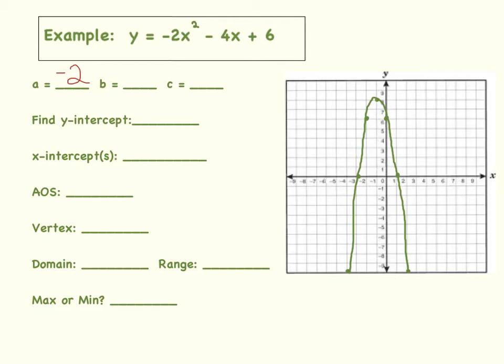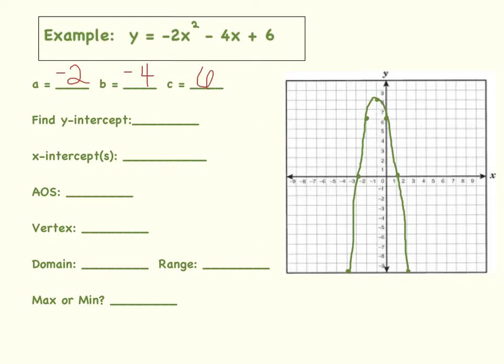Now let's look at B. That one is going to be negative 4. And do you see what I'm doing? I'm taking the sign with the number. The sign in front of the coefficient goes with it. And then my C value is 6.